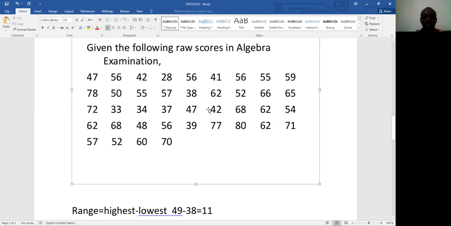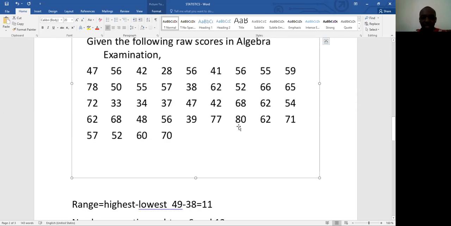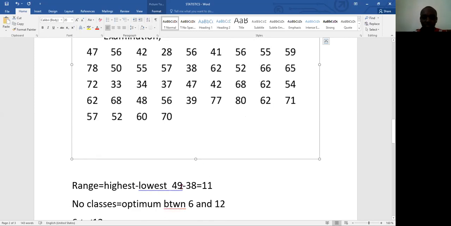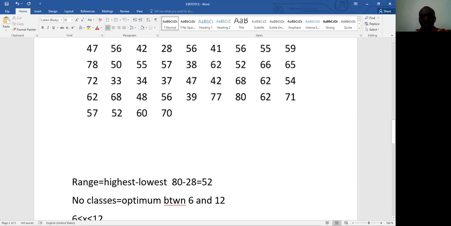Okay. So let's find the range here. The highest score here I think is 70, let me see, 80. Anything higher than 80? No. So the highest score here is 80. The lowest one here is what? 33. Anything less than 28? I don't think so. 28. So 80 minus 28 is 52. There's a big range. That is going to be good. So I'm going to revise everything now.